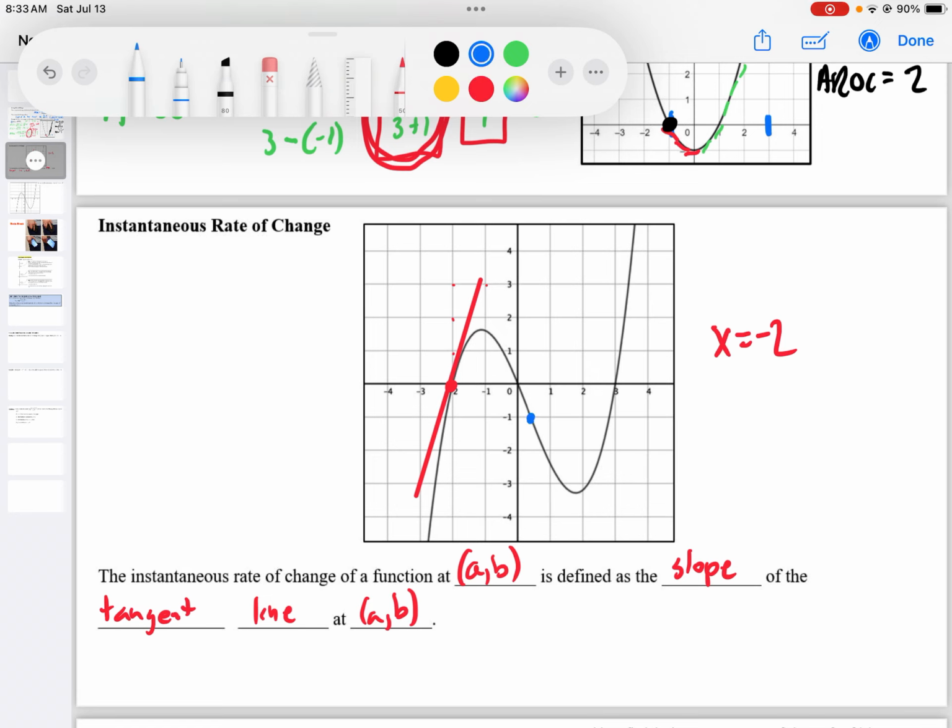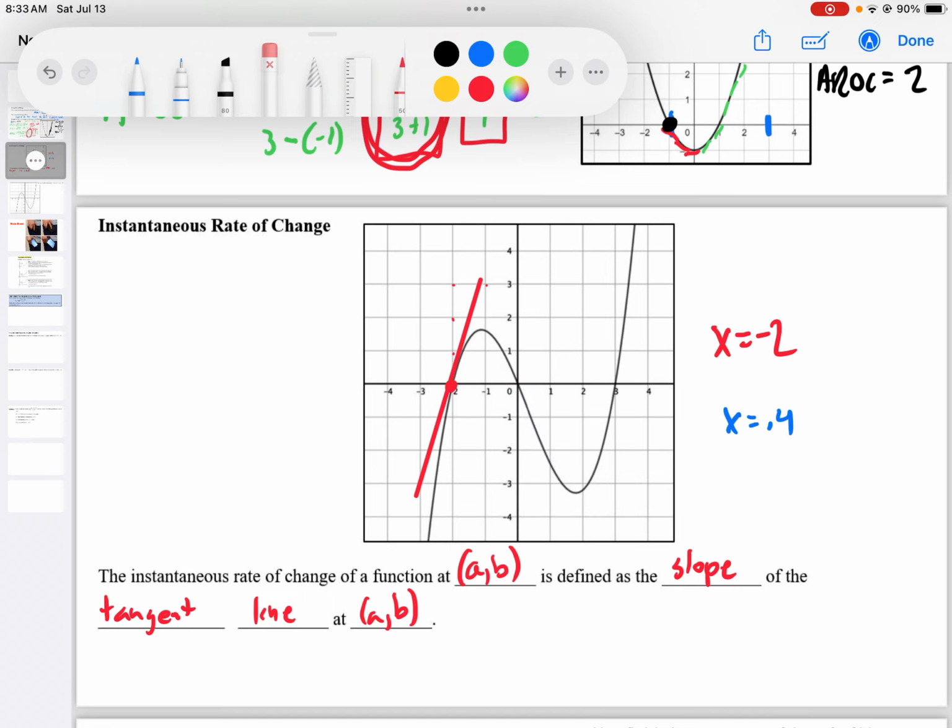So a rough estimate would be 3. The instantaneous rate of change at this point, I can say when x is equal to, looks like 0.4. I don't know the y number that goes there. Maybe it's -1. I'm just estimating. Oh, I picked a hard one. That's something we'll learn later.